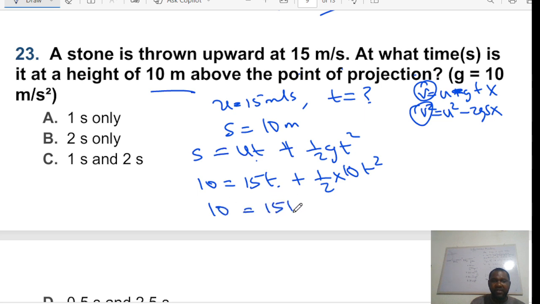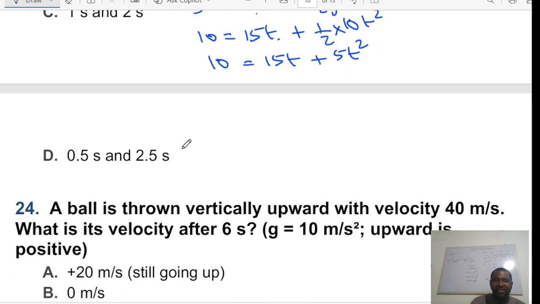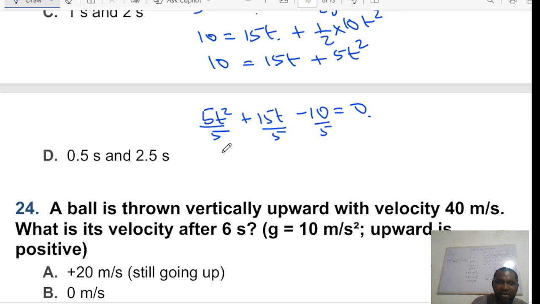So this is 10 is equal to 15t plus half times 10 is 5, so we have 5t squared. This is looking like a quadratic equation already, science students, math students. So I can write this as 5t squared plus 15t minus 10 equal to 0. By bringing 10 to the other side, I notice that 5 is common throughout, so I can divide through by 5. If we do that, this is going to be t squared plus 3t minus 2 equal to 0.